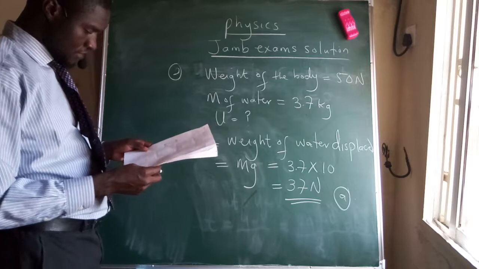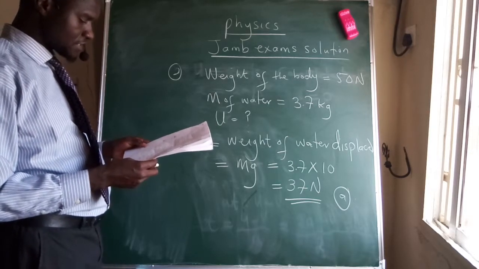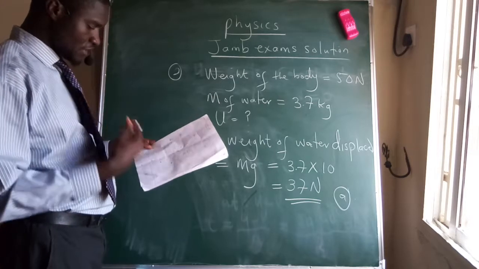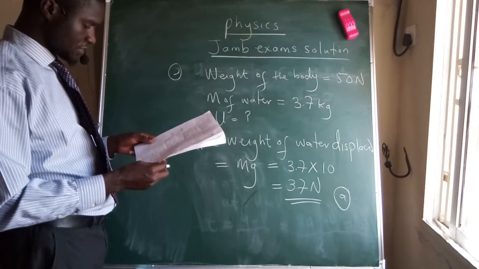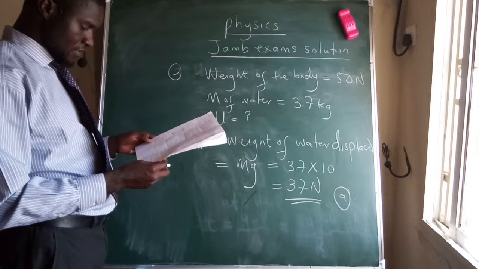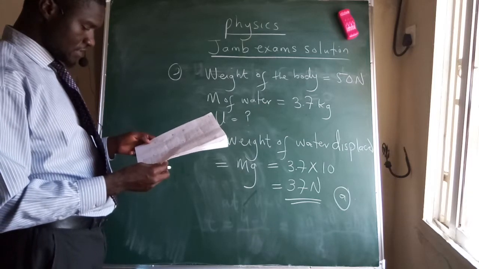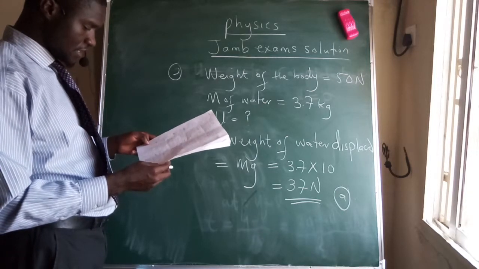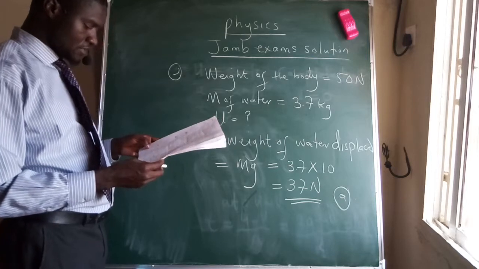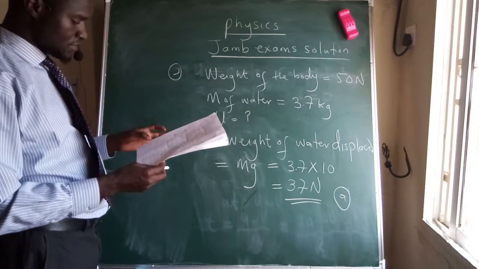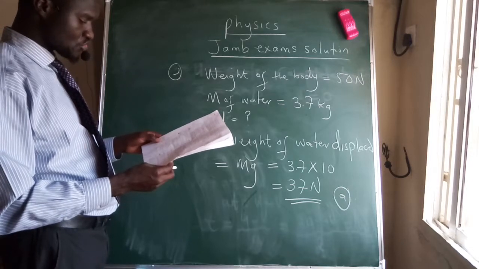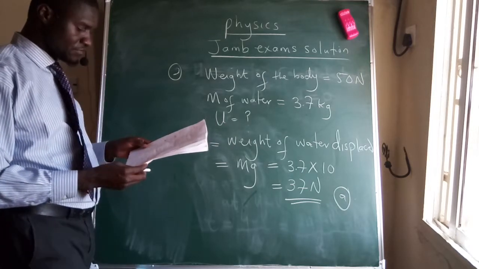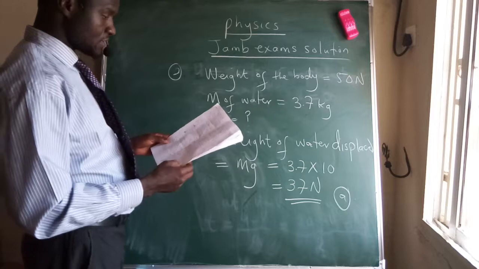Question 4. They say, which of the following does not affect frictional force? Which one does not affect frictional force? A, the relative velocity of the surfaces in contact. B, the color of the surfaces. C, the area of contact of the given surfaces. And D, the nature of the surfaces in contact. So among these, the one that does not affect frictional force is the color of the surfaces. Yes, color of the surfaces, which is option B, is the answer.